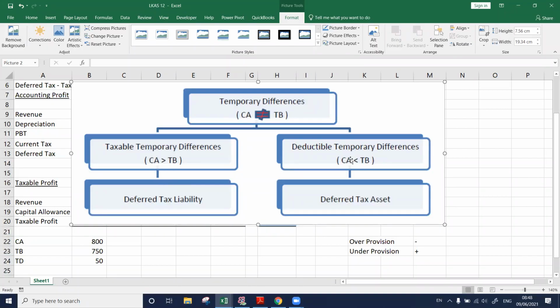If our carrying amount is less than the tax base, when we compare the carrying amount and the tax base, then we say there is a deductible temporary difference. These deductible temporary differences will lead to a deferred tax asset.